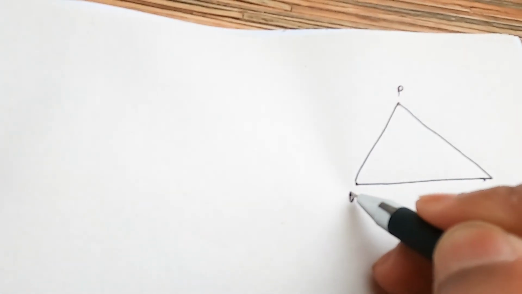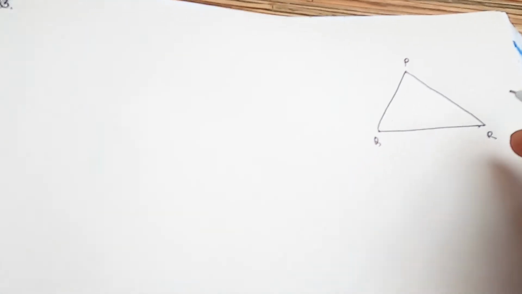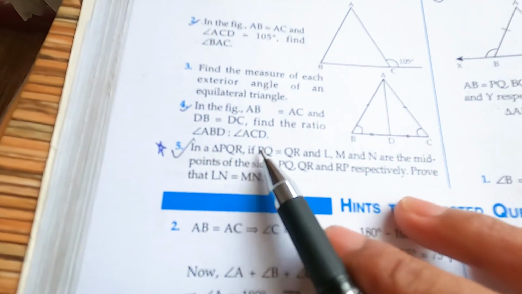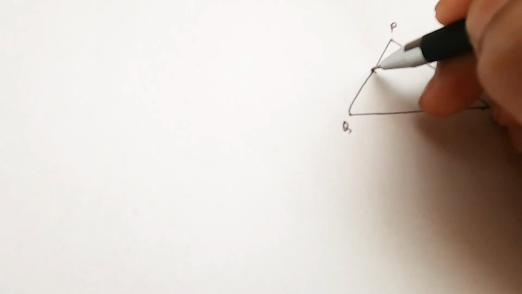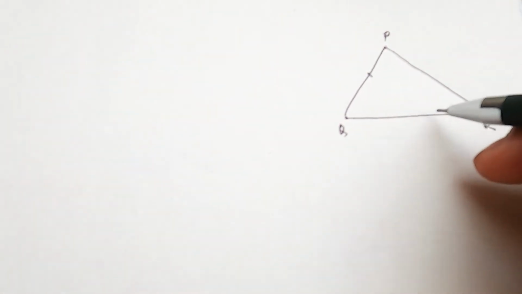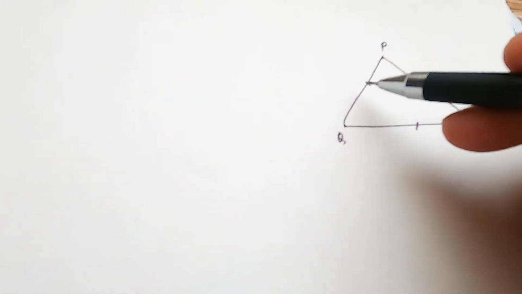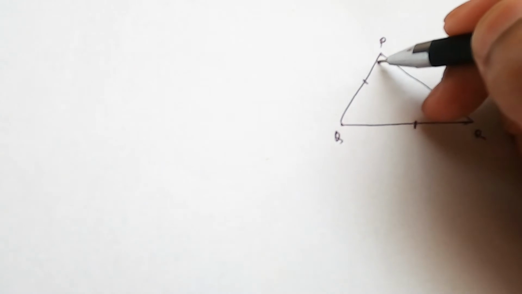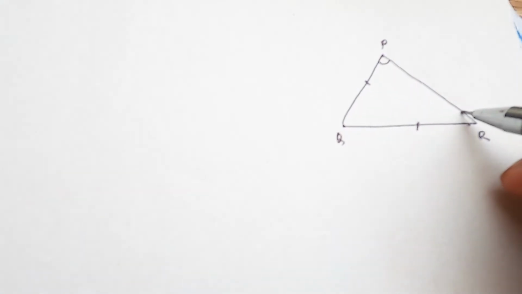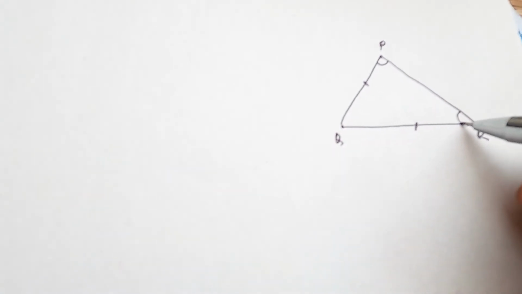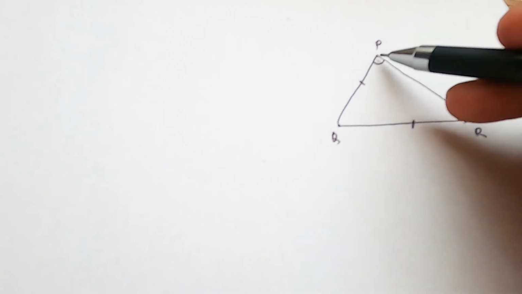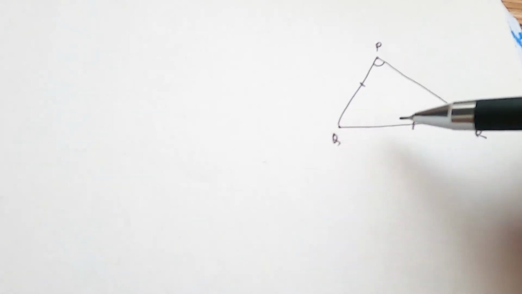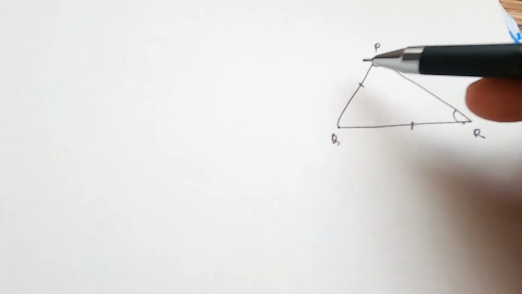So PQR. All right. The next condition: if PQ is equal to QR, then angle P will be equal to angle R. Angles opposite to the equal sides of a triangle are equal.